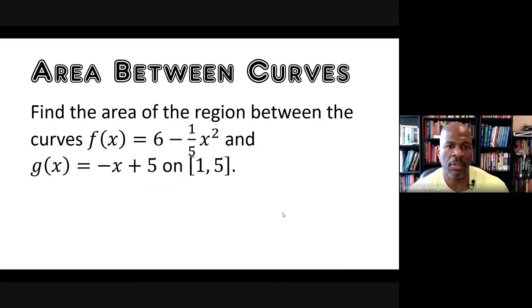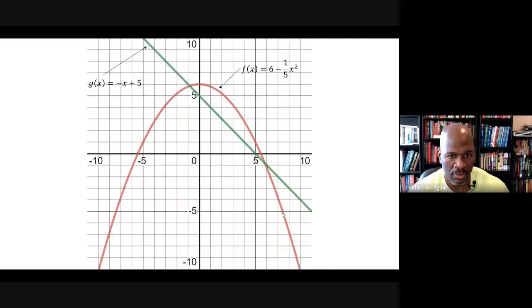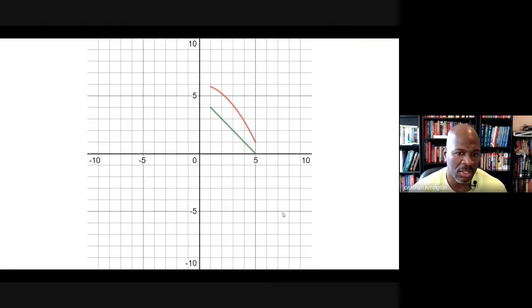So I want to give you a graphical representation of what this really means. Here I have the graph of both functions. You can see there's the graph of f in red and the graph of g in green. We're trying to find the area between these two curves on the interval from 1 to 5, so we're only really concerned with that interval. The area between means the area between those two. That shaded region right there is the area that we want to find.